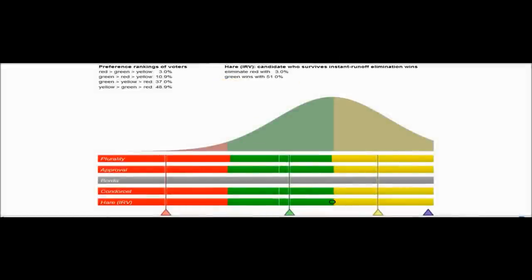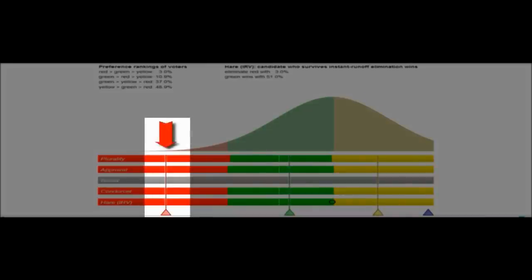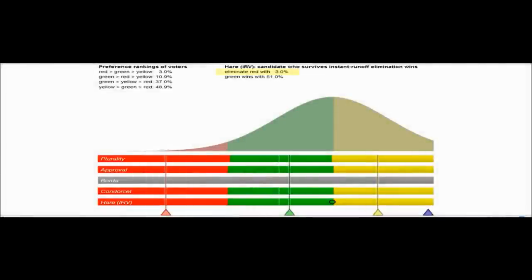Instant runoff voting, on the other hand, is resistant to these fringe spoilers. When red is present, he gets eliminated with instant runoff voting. Red's votes get transferred to green as those voters' next preference. But as we'll see soon, instant runoff voting can't muscle up resistance against more competitive, irrelevant alternatives.